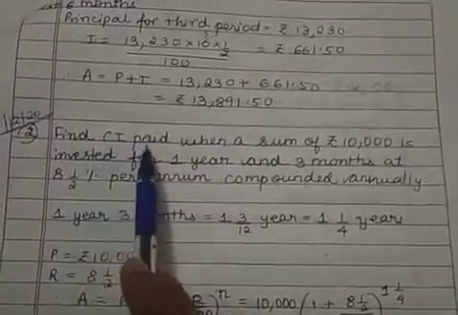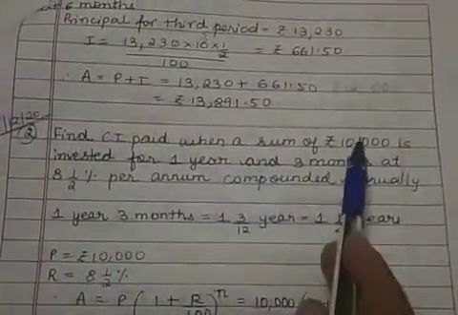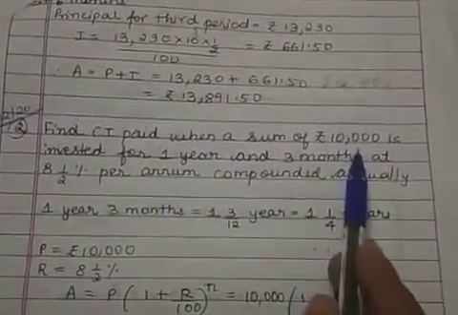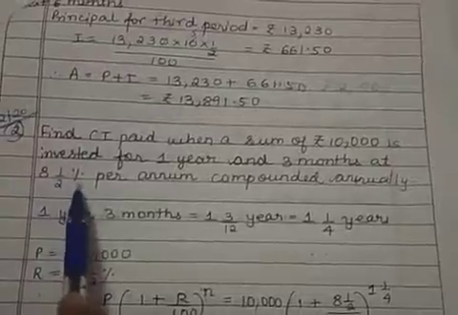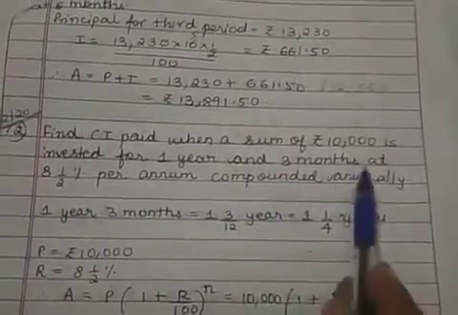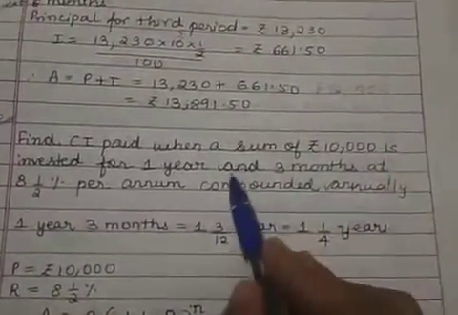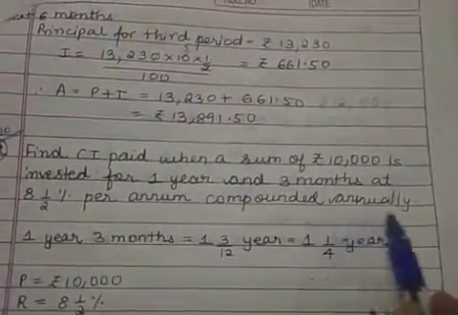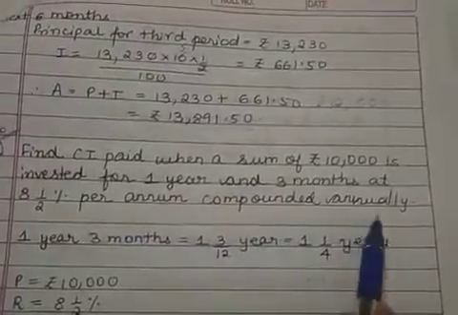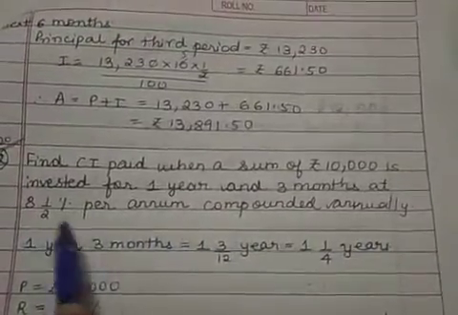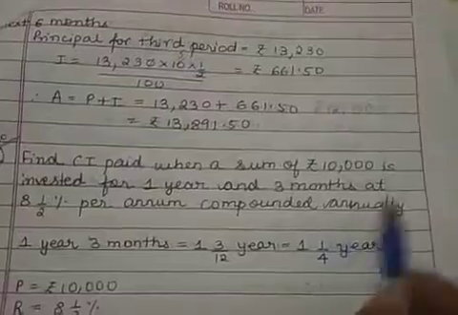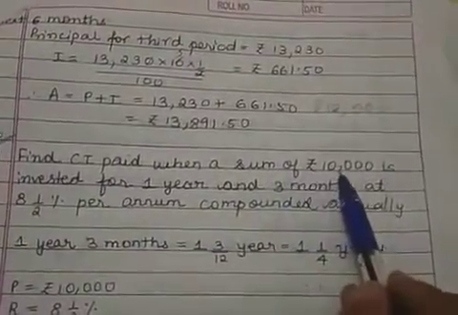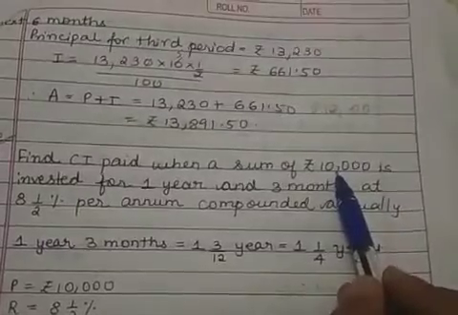Find compound interest paid when a sum of 10,000 rupees is invested for 1 year and 3 months at 8.5% per annum compounded annually. So it is said that this rate of interest is per annum, and it has to be compounded annually. Now what is the principal amount here? Principal amount is 10,000 rupees.